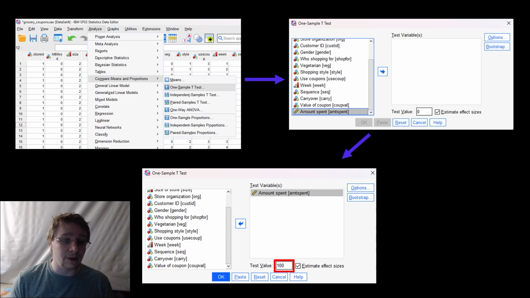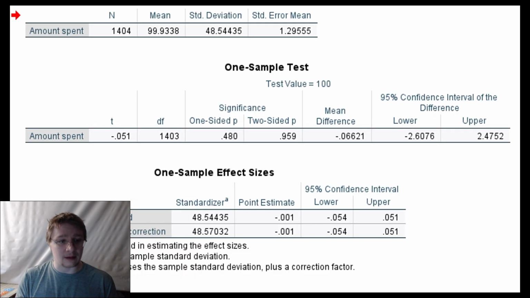So the test value that we want, which is our mu, and our null hypothesis, because that's what we're going to be testing against, so 100 is going to be what we're looking for. Put that in the test value where that little red box is, and then we'll select OK, and then bam, we got lots of data to look at.